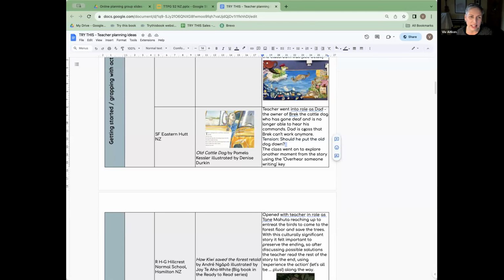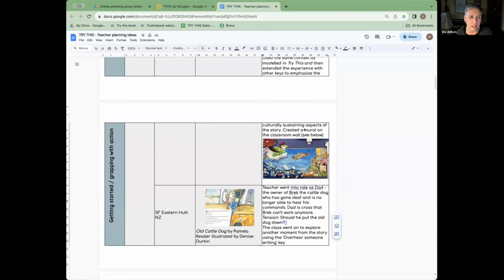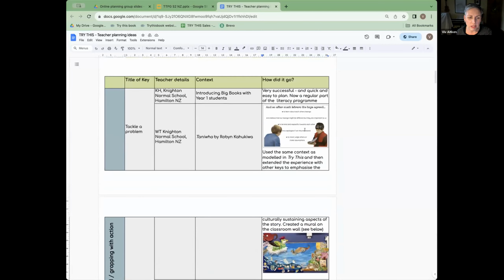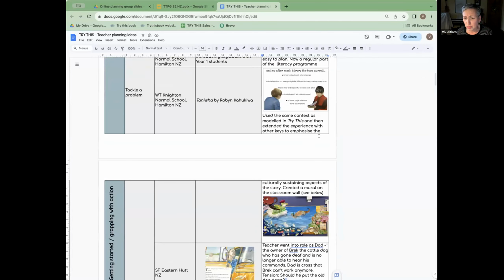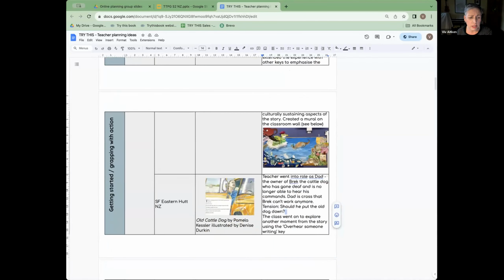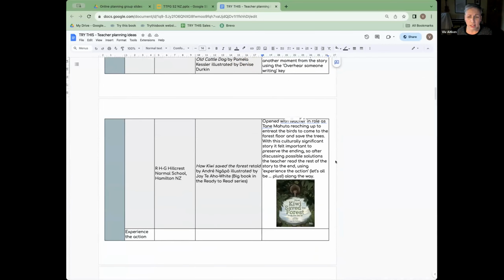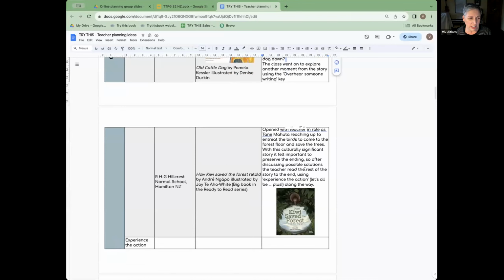And if you visit the teacher planning section, which is on the Try This website, you can see Sue's example and then a few others, the one we talked about last week with Whakarongo's version of Taniwha. There's also one here that I did with Rachel, how Kiwi saved the forest. I haven't primed you for this, Rachel, but did you want to talk about that just briefly?